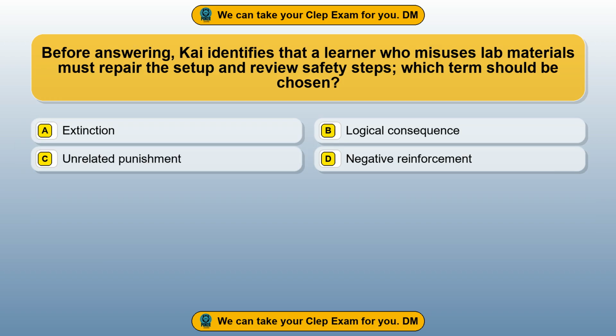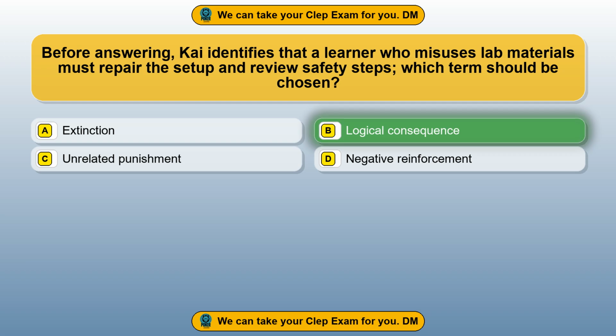Question 73. A learner who misuses lab materials must repair the setup and review safety steps. Which term should be chosen? Option A, extinction. Option B, logical consequence. Option C, unrelated punishment. Option D, negative reinforcement. The correct answer is option B.